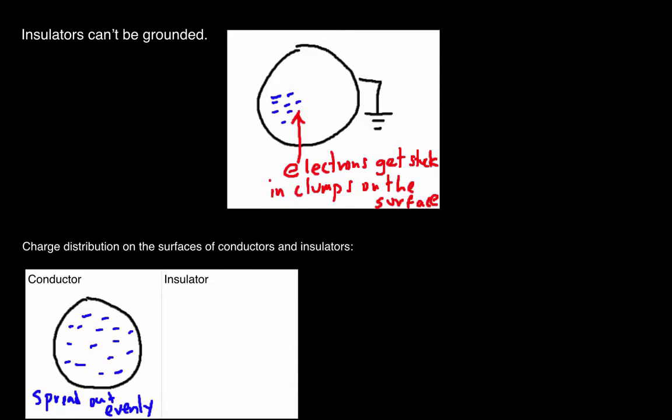An insulator is a substance in which electrons can't flow freely. So if you add a charge to an insulator, it gets stuck. For example, when I rub a balloon in my hair, the electrons from my hair get added to the balloon where I rubbed it, and then they don't move. The electrons get stuck in clumps.